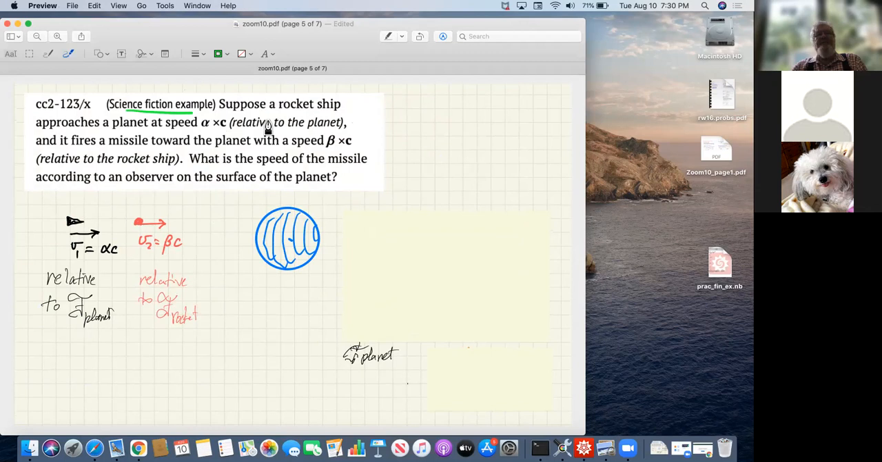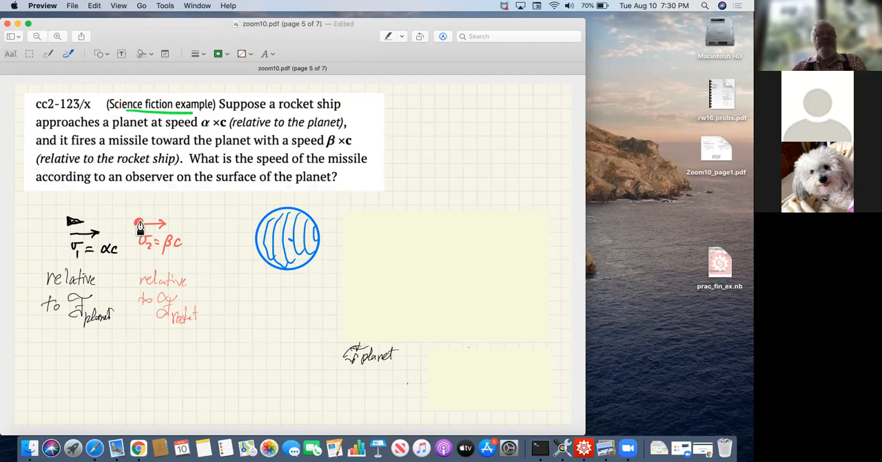That's the speed relative to the planet. So here's the rocket moving towards the planet. Here's the planet with a speed v. Let's call that v1, which is alpha c. That's the speed relative to the frame of reference of the planet. It fires a missile toward the planet with a speed beta c relative to the rocket ship.